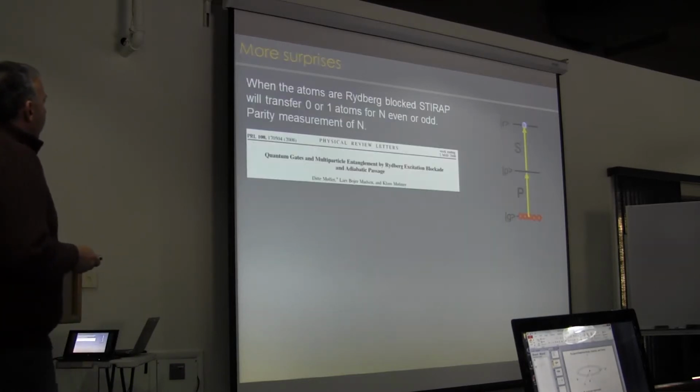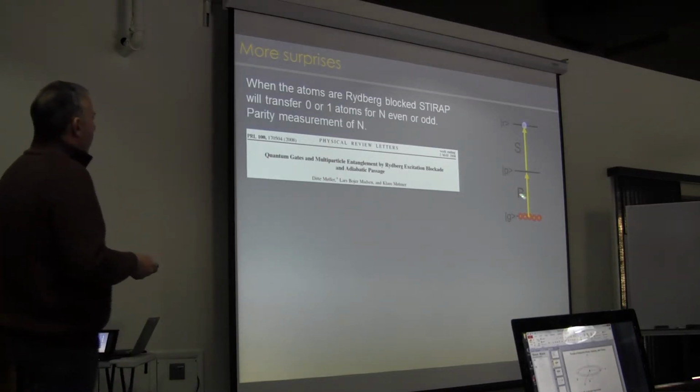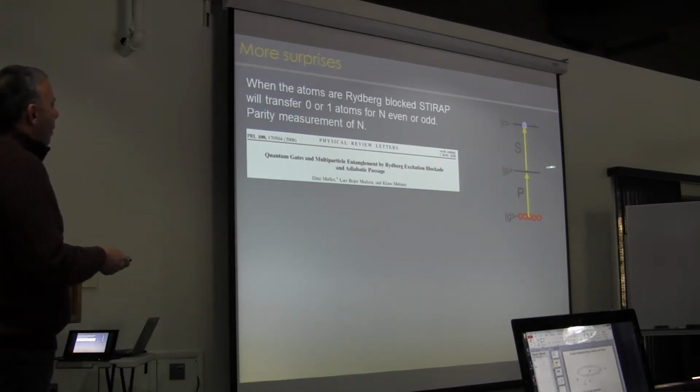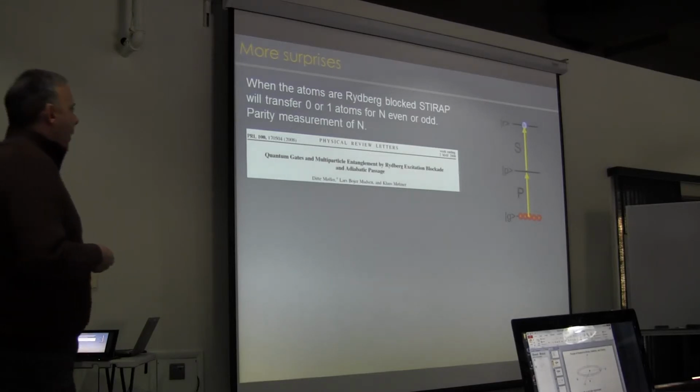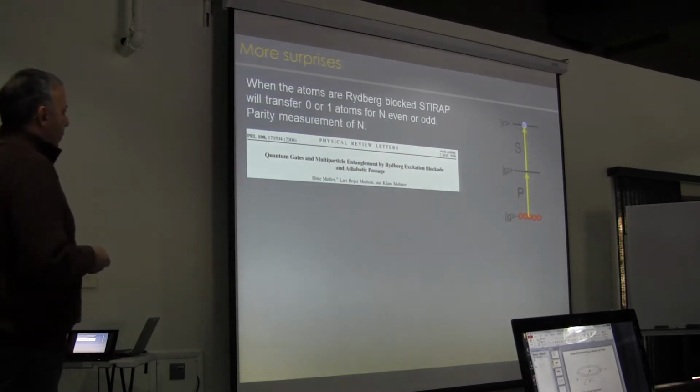Well, it turns out if one does stirrup in a slightly different way, it will work. So this is the Mølmer paper where we have this 2-photon stirrup, which is resonant with the p level. This will transfer 0 or 1 atom to the Rydberg state. And here I don't have time to go into the details of exactly why that is, but the dark state in this situation is either 0 or 1 atom depending on the parity of that.